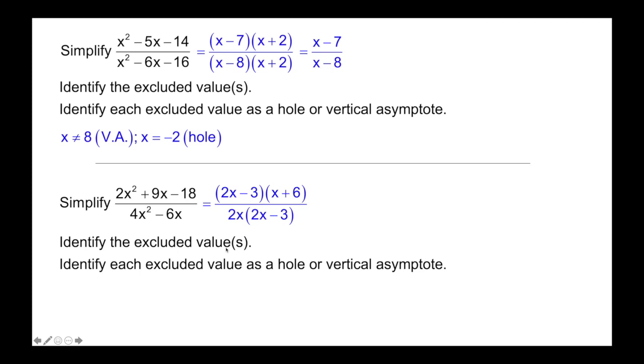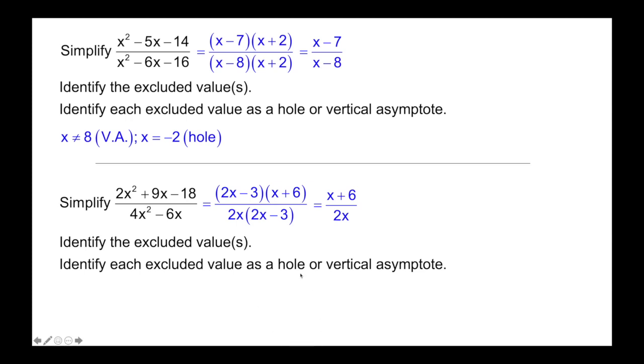So when I'm looking for the excluded values, again, I set 2x not equal to 0. If I try to solve that, I'm dividing both sides by 2. I'm still going to say that 0 then is my excluded value. Over here, if I set that not equal to 0, I would add 3 and divide by 2. That gives me x is not equal to 3 over 2. So those are going to be my excluded values at 0 and at 3/2.